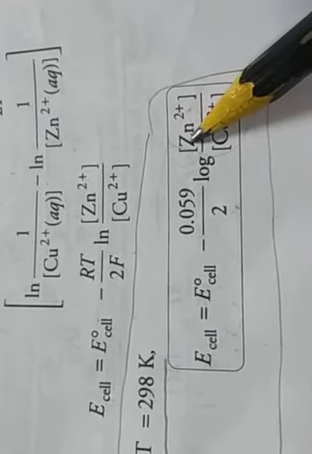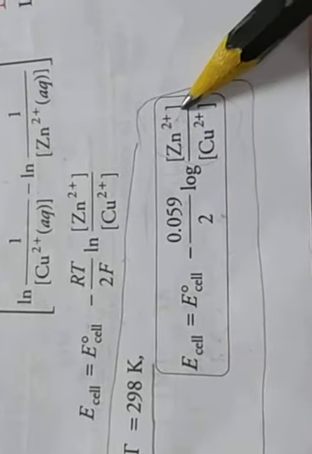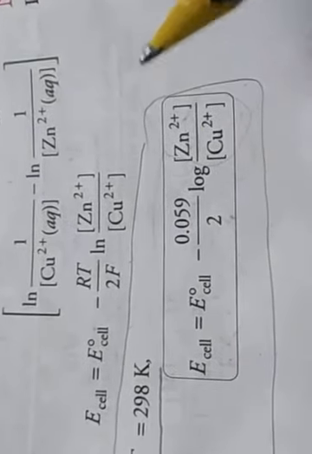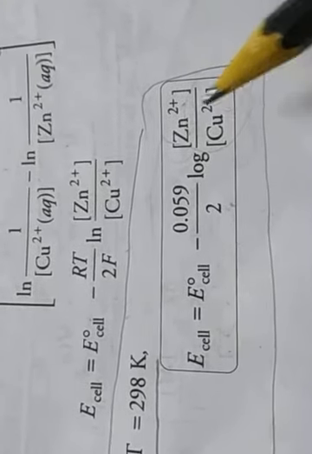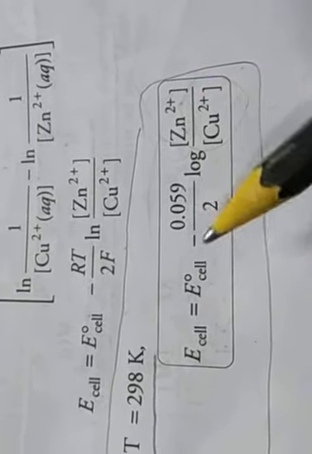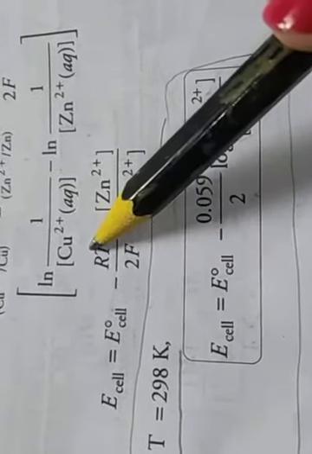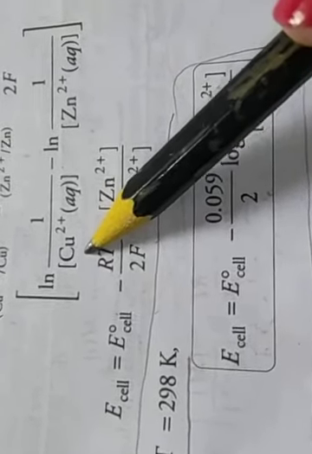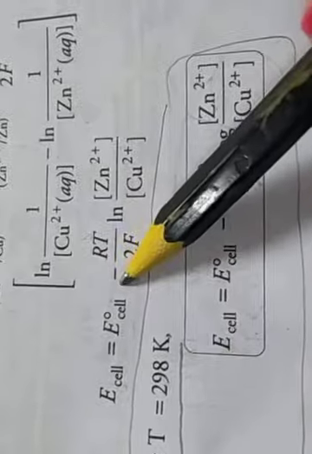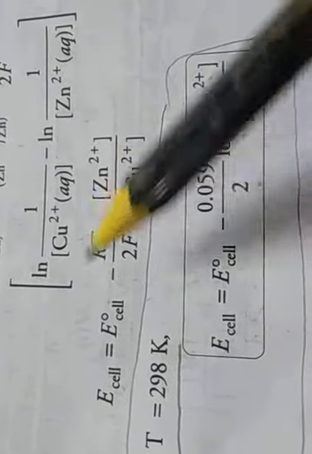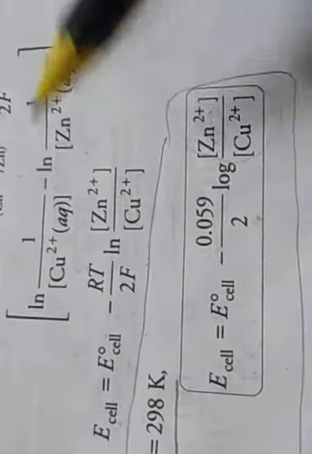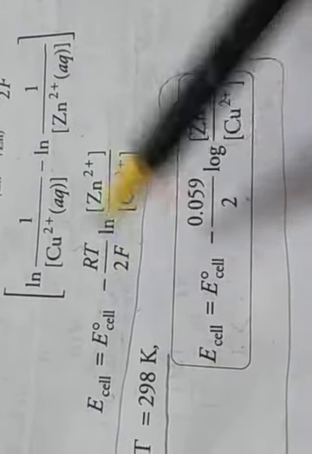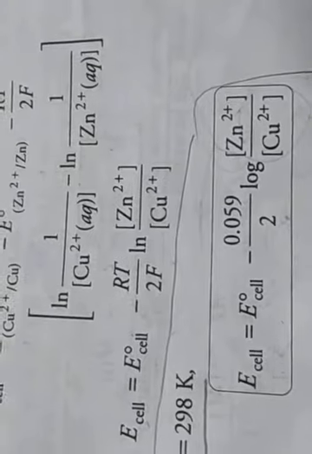Here you see the dependence on concentration. E cell is directly proportional to concentration, and inversely also, because both Zn2+ and Cu2+ ions are involved. And here is the dependence on temperature. E cell decreases because of the minus sign, so as temperature increases, the E cell value decreases. Okay, clear? And E cell also decreases as the number of electrons involved in the reaction increases.